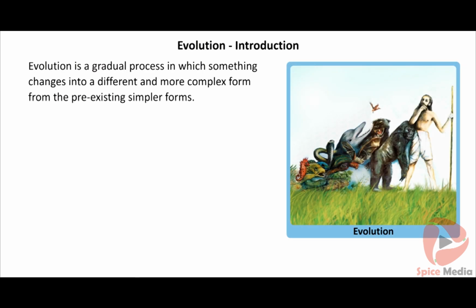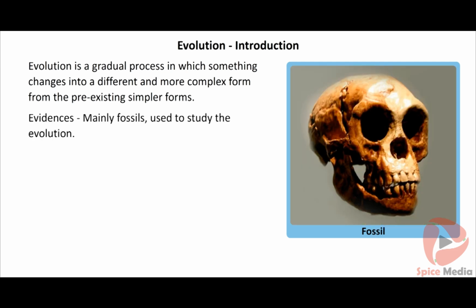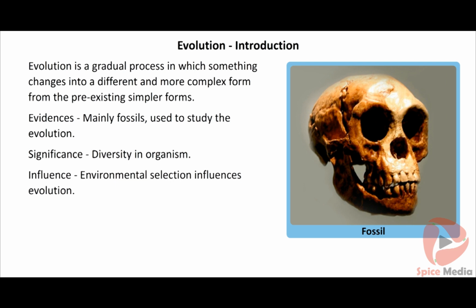Evolution is a gradual process in which something changes into a different and more complex form from pre-existing simpler forms. It is a slow process which takes millions and millions of years. Generally, evolution is studied or presumed by fossil evidences. Evolution brings out diversity in organisms. It is basically influenced by environmental selection.